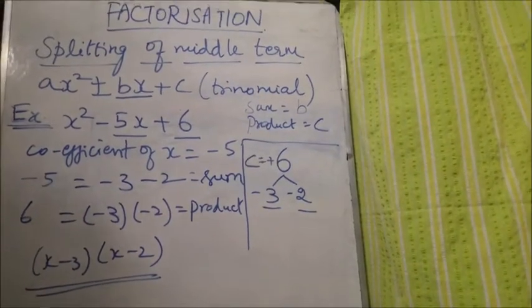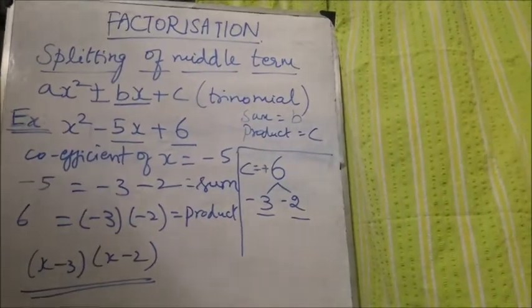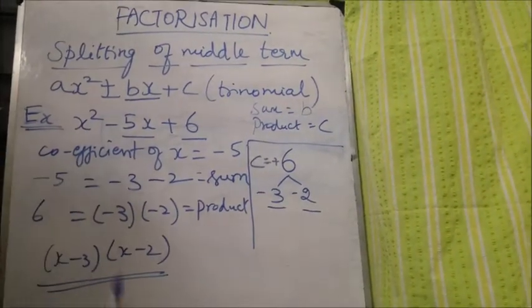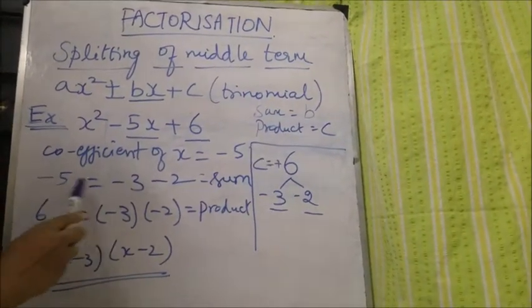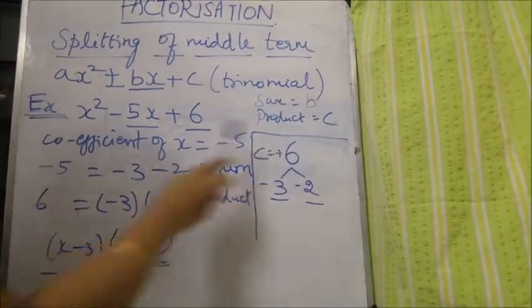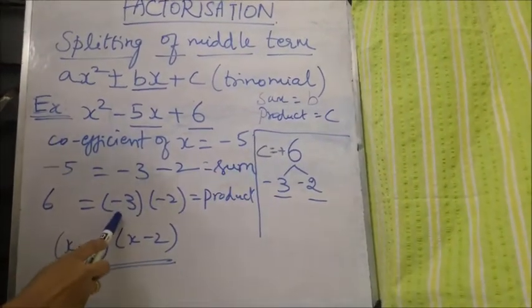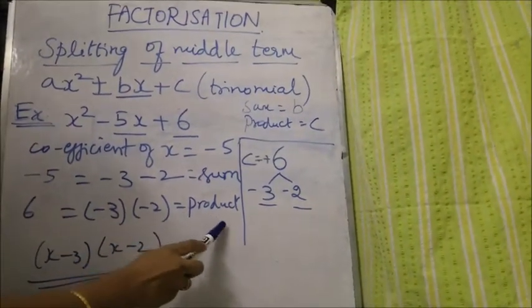These are the factors which are available for 6, but we have to select the factors in such a way that we get the middle term. The sum should be equal to the middle term. So minus 3 minus 2 will be equal to minus 5, and product is plus 6. So minus 3 into minus 2 is a product.